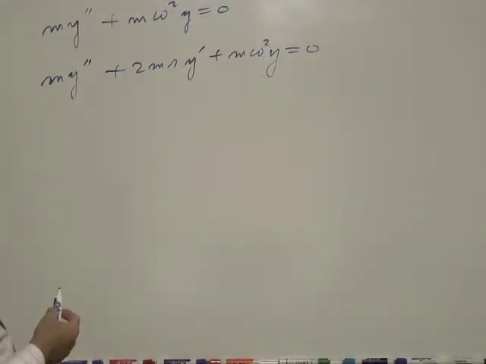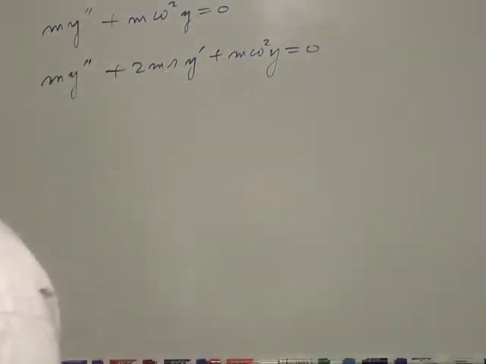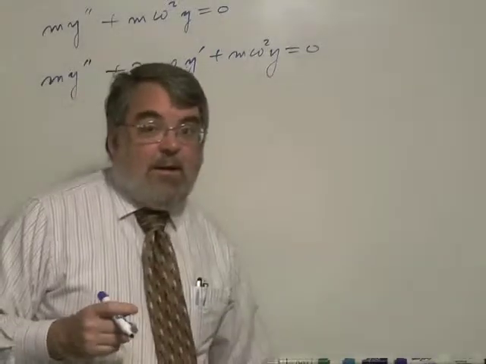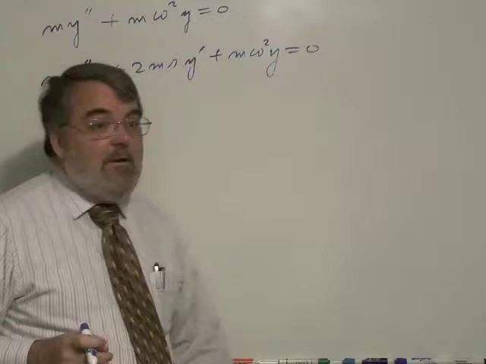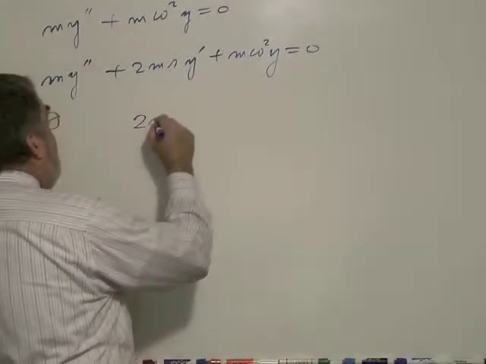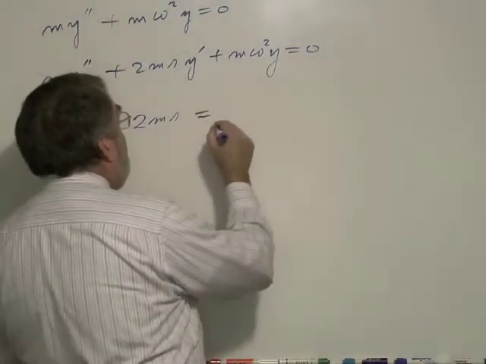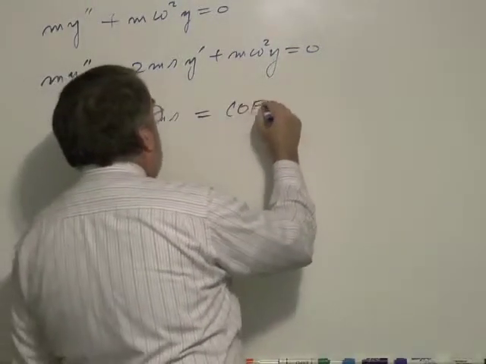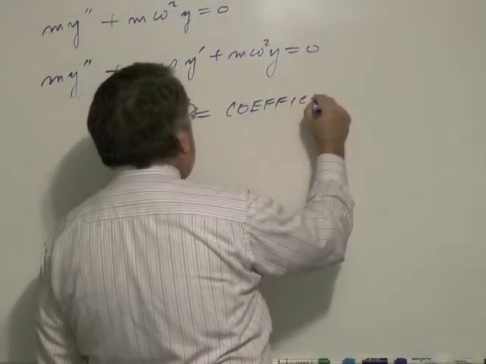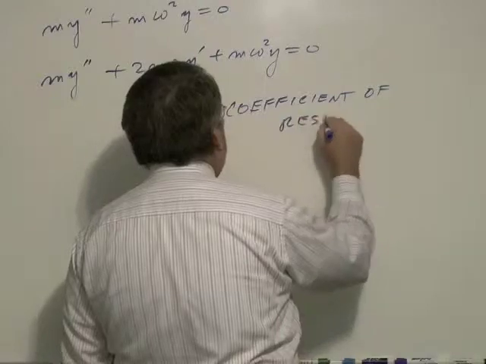Okay, now then, 2m r, the way our book terms it, this book was written in 1963, and I don't know if these terms are generally accepted, but according to this book, this is called the coefficient of resistance.